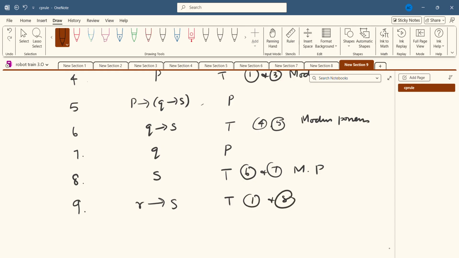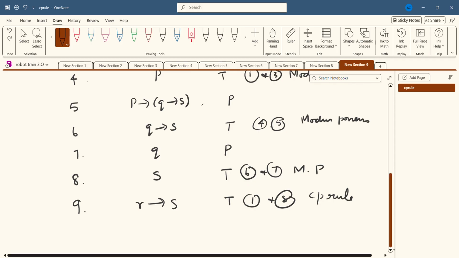I am going to use the CP rule. If the conclusion is a conditional statement, then you can take R as the additional premise and derive S, and using the given premises and R, finally you can write R conditional S. Rule T. So using equations 1 and 8, you can write the CP rule.